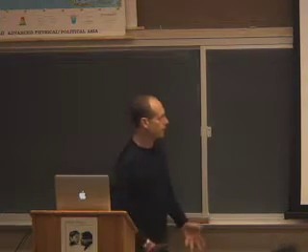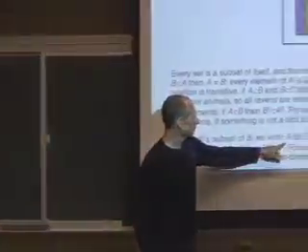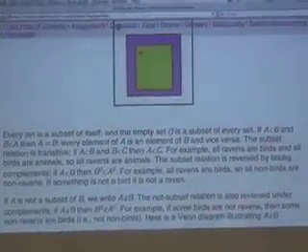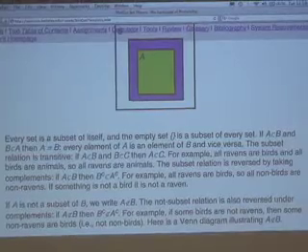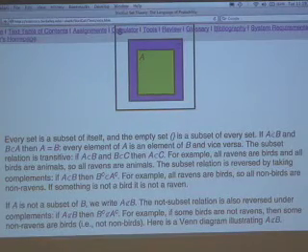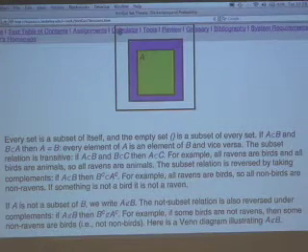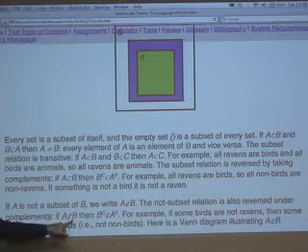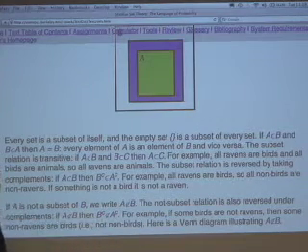All right. This is the negation of the subset relationship. It's the subset with a slash through it. A is not a subset of B means that there is some element of A that is not an element of B. And that is also reversed under complements. So if A is not a subset of B, then B complement is not a subset of A complement.